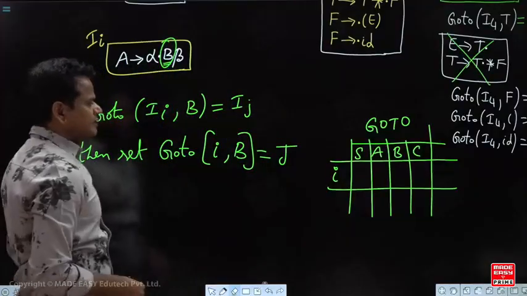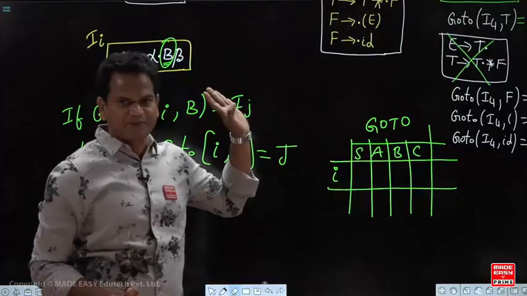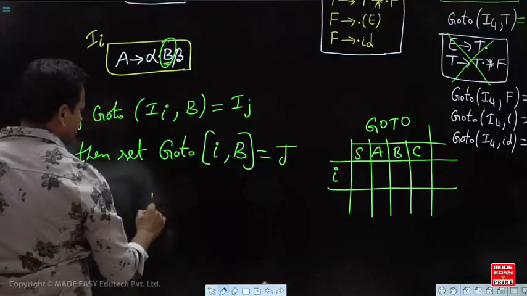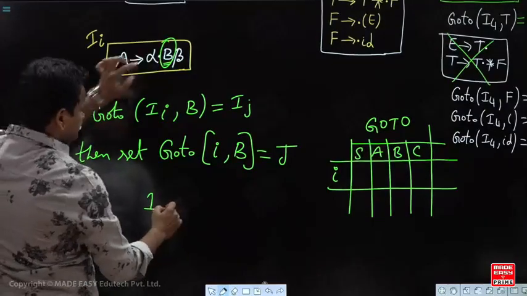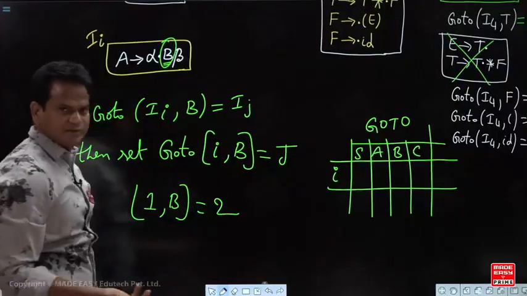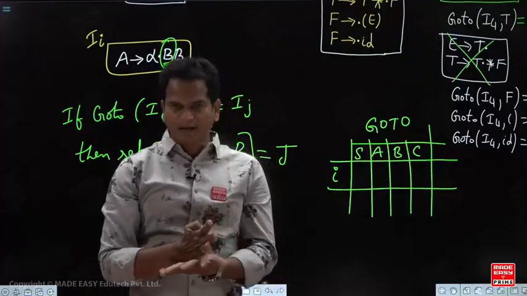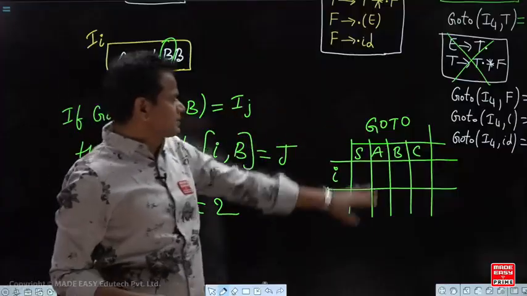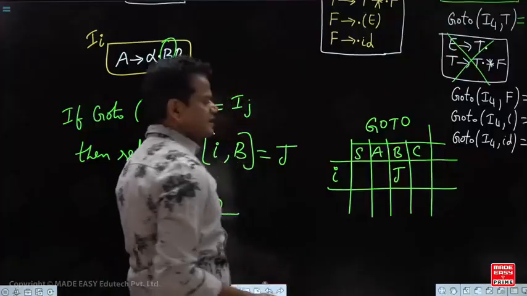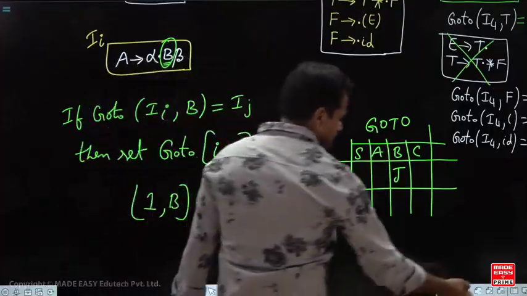That means if it goes to I5, simply 5. If it goes to I3, simply 3. If it goes to I6, simply 6. Are you following? Example, this is I1, this is B. So in 1 comma B, the first row and the bth column, if it goes to I2, simply we write 2. That's it. No shift, no reduce in the goto part. Only we write the numbering. Okay? So for non-terminals we enter it in the ith row, bth column, simply j. That is the only one rule in the goto part.